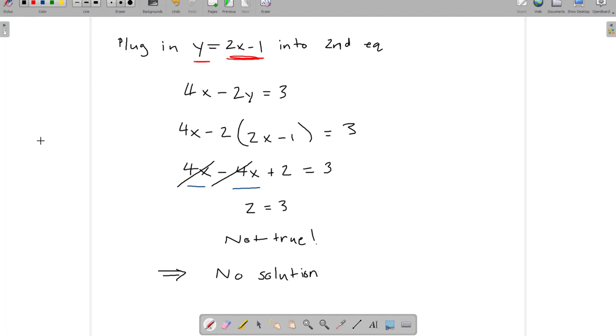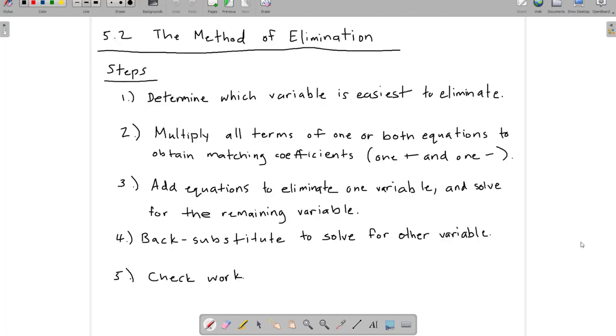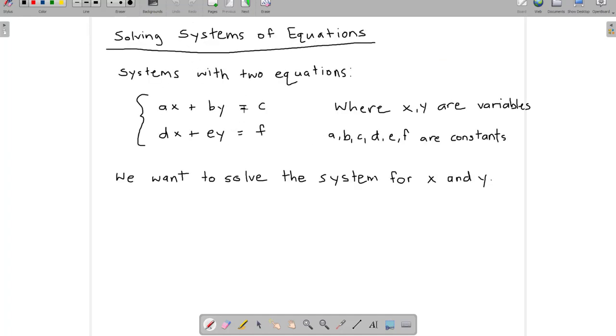Alright. So now moving on to the second method to solve our systems of equations, we have the method of elimination. So let me quickly go back to the original system, ax plus by equals c, dx plus ey equals f, and explain how that works. So elimination, the idea is to multiply either one of the equations or both of the equations by some constant, a whole number, to get the coefficients of one of your variables to match, except one is positive, one is negative.